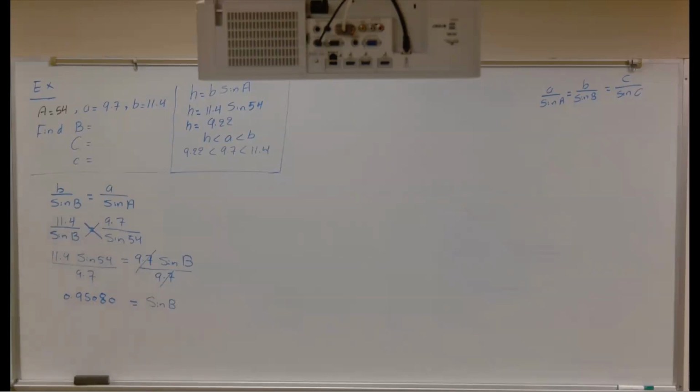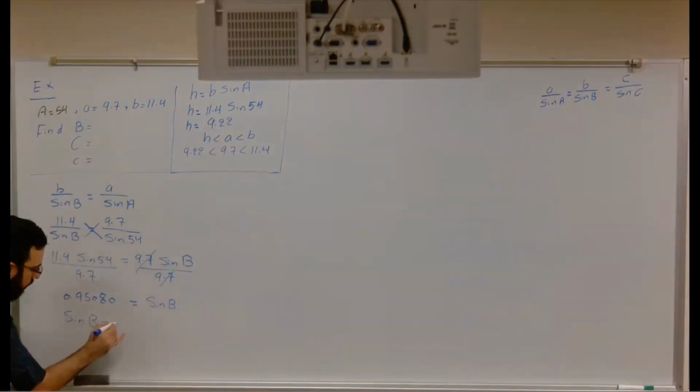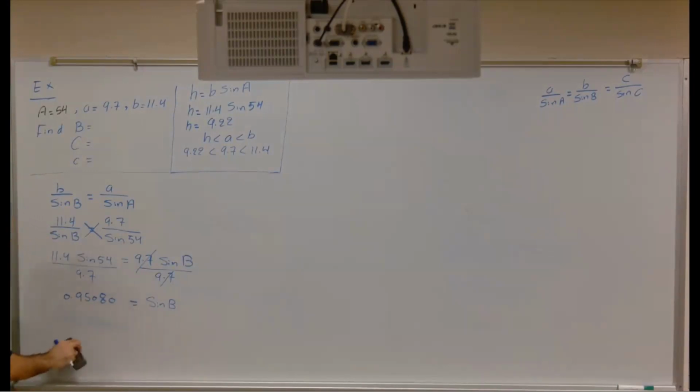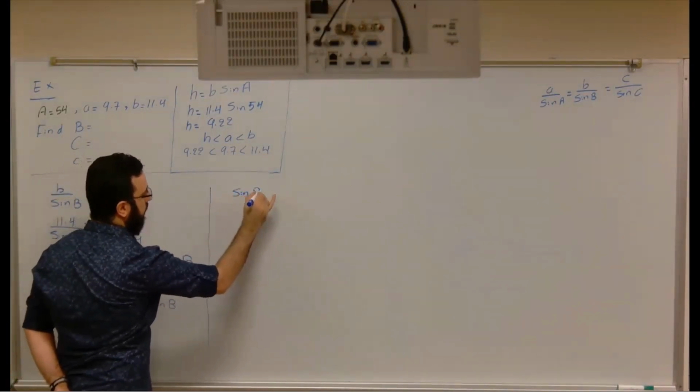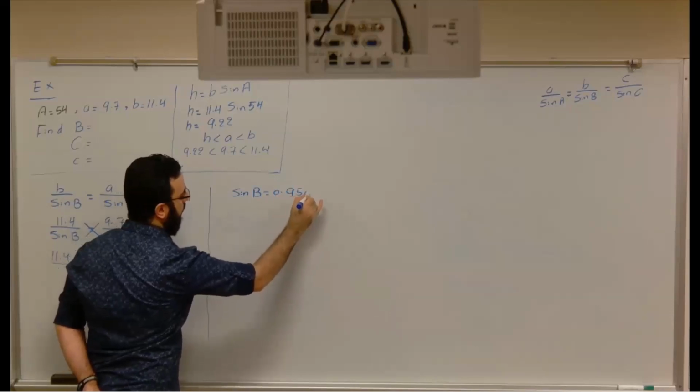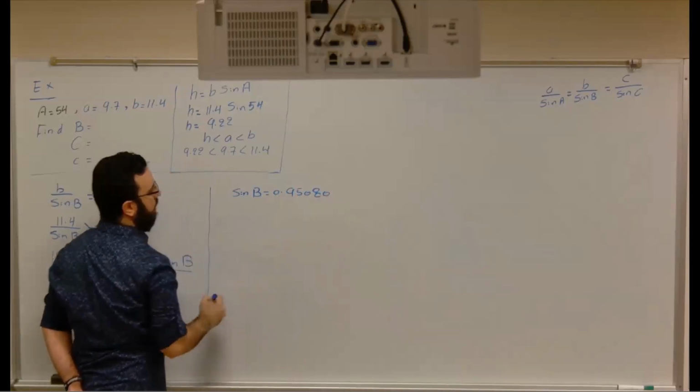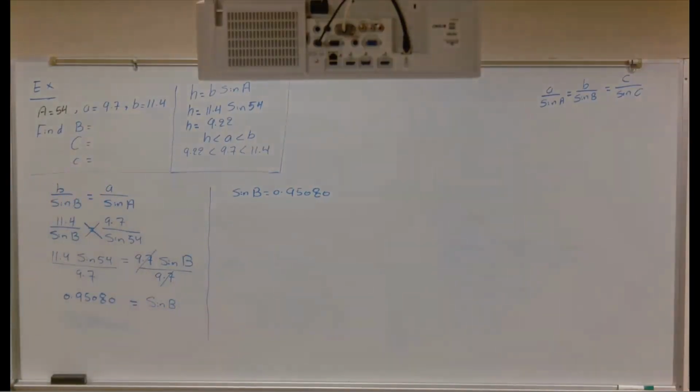Yes or no? Now, I have sine B equal 0.95080. Yes or no? My goal is to find what? B. Now, how am I gonna find B? I have sine B equal 0.95080. I need to find B.